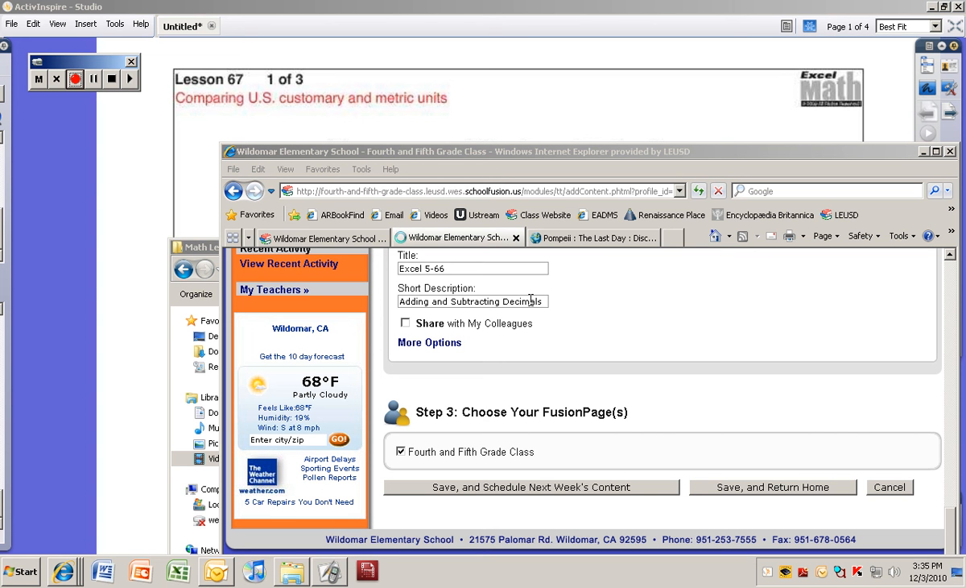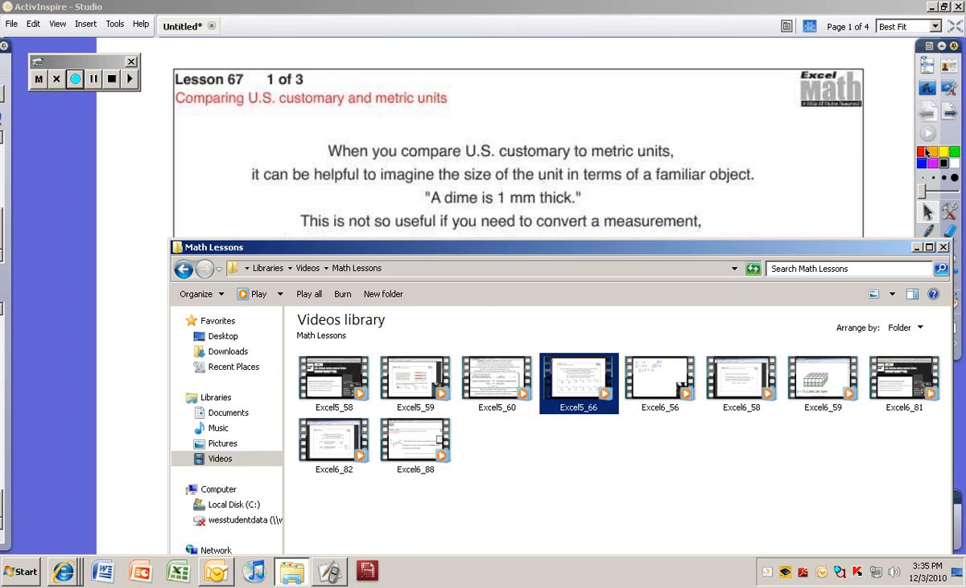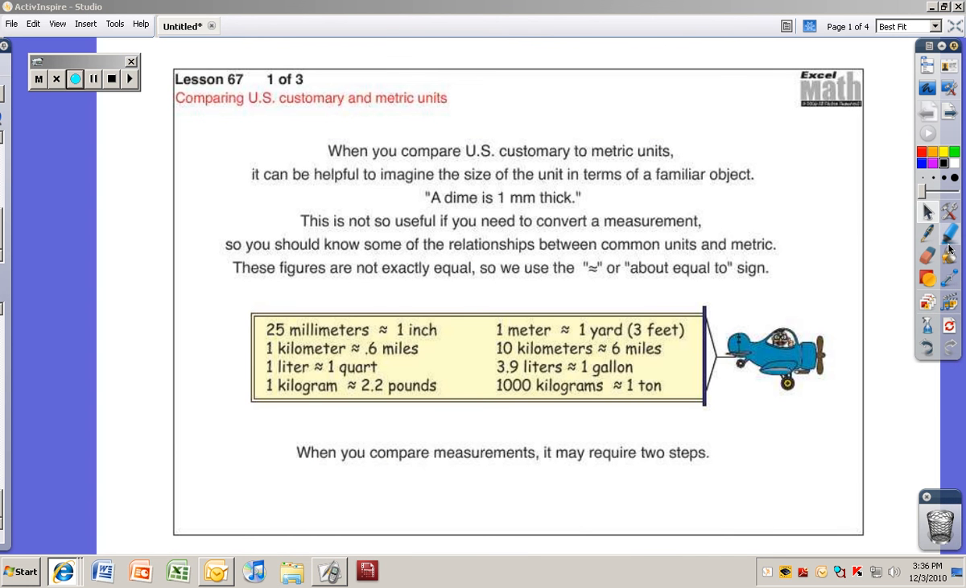This is 5th grade Excel lesson number 67. Let me get that out of the way here. All right, 5th grade Excel lesson 67, comparing U.S.